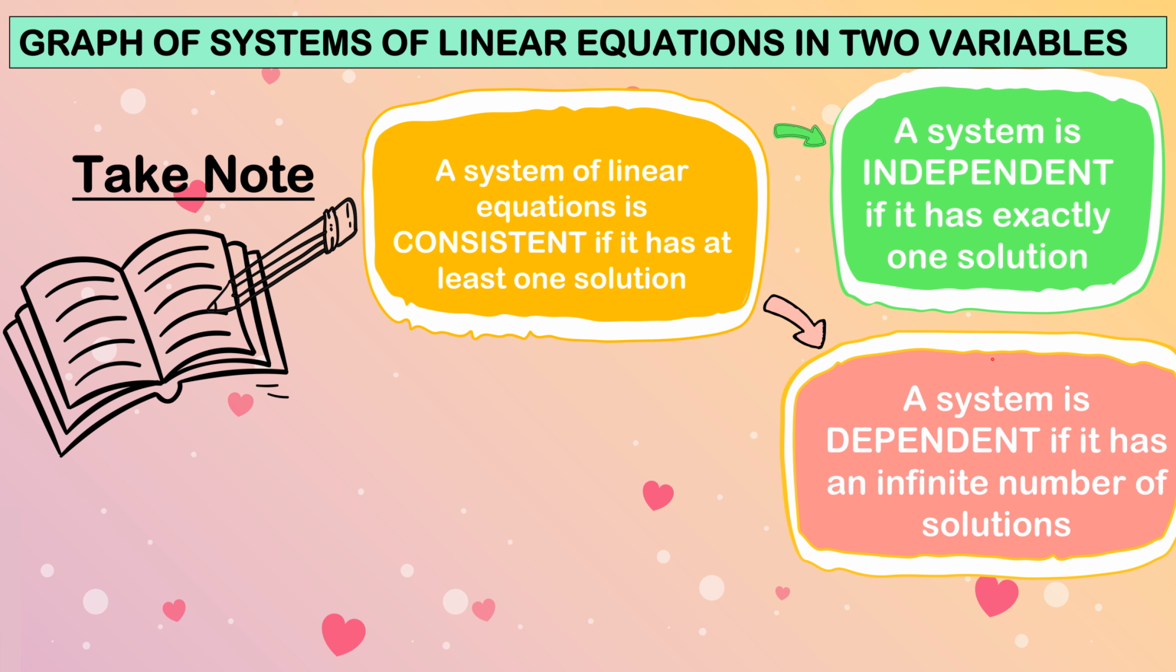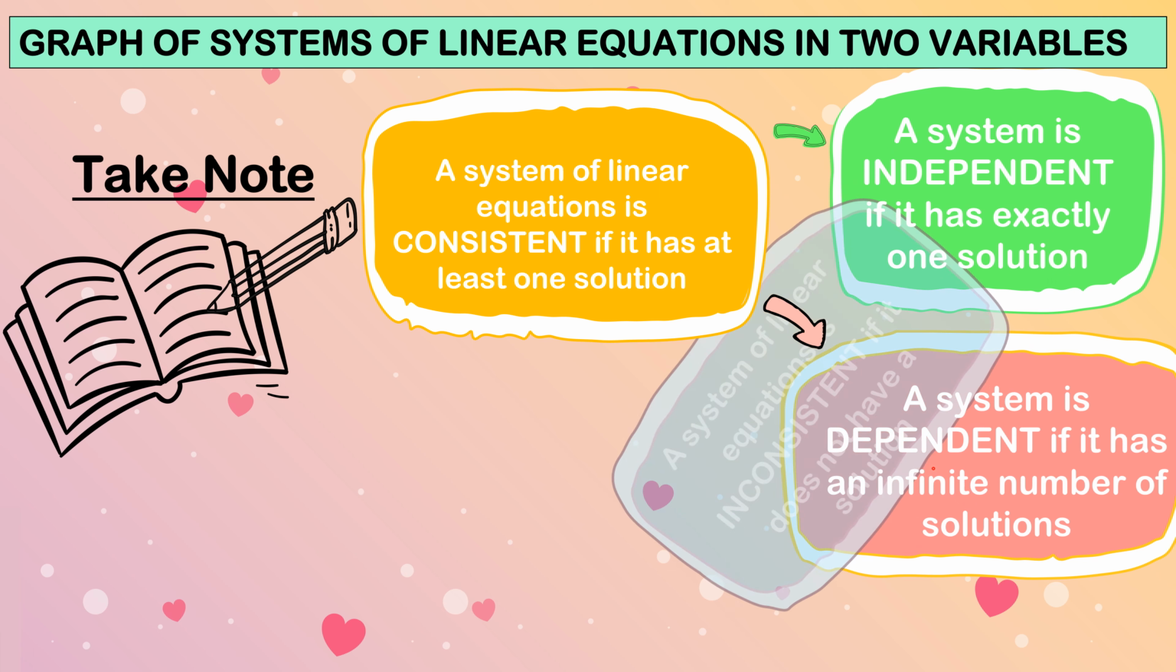And there we have, a system is dependent if it has an infinite number of solutions. Okay? Kapag infinite number of solutions, ibig sabihin hindi lang yan iisa, kundi infinite. So, hindi natin mabibilang kung ilan yung kanyang solutions. Therefore, that system is dependent. And that graph is what? That's right, coinciding lines.